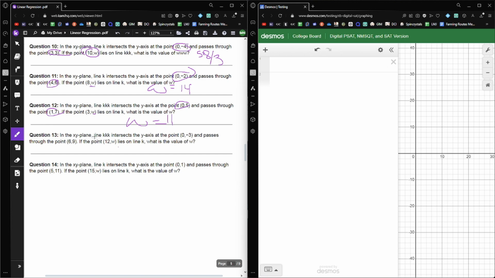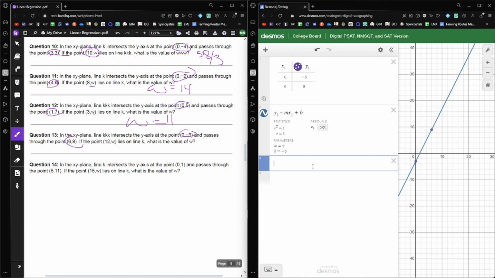Question number 13. In the xy plane, line K intersects the y-axis at the point (0, -3) and passes through the point (6, 9). If the point (12, w) lies on line K, what is the value of w? 2 points, find the y value. (0, -3), (6, 9), y1 equals mx1 plus b, f of x equals mx plus b, and then f of 12. We get that it's 21, so w equals 21.